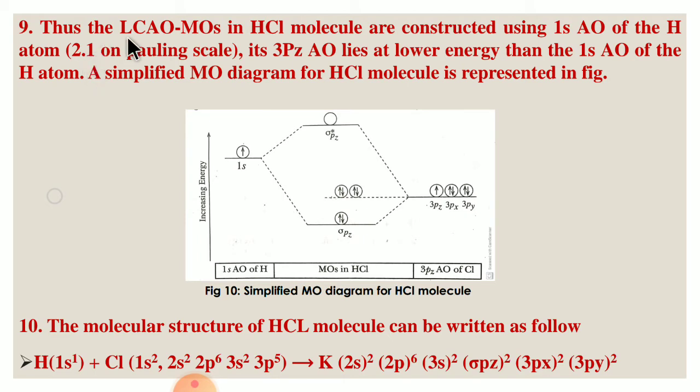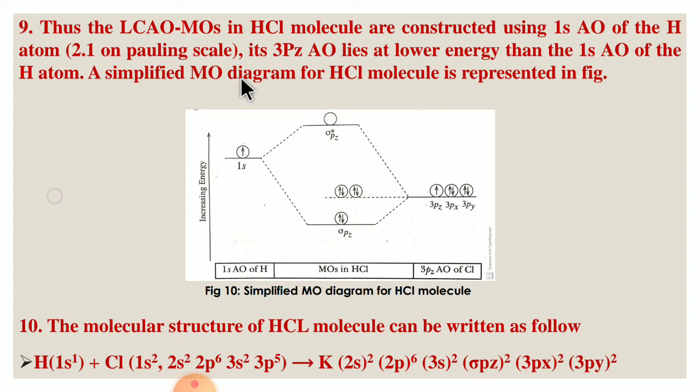Thus, the linear combination of atomic orbitals and molecular orbitals in the HCl molecule are constructed using the 1s atomic orbital of the hydrogen atom, which has electronegativity 2.1 on the Pauling scale. The 3pz atomic orbital of chlorine lies at lower energy than the 1s atomic orbital of the hydrogen atom. Here we can see the 1s atomic orbital of the hydrogen atom on the left hand side of the molecular orbital diagram, at a higher energy level as compared to the 3pz atomic orbital of chlorine, which lies at a lower energy level on my right hand side.